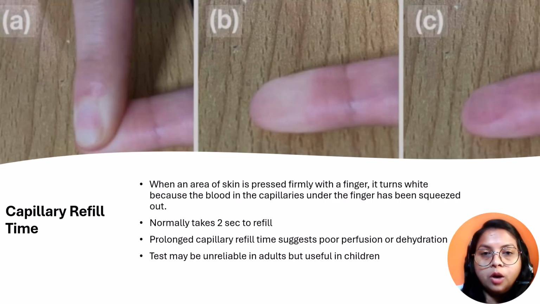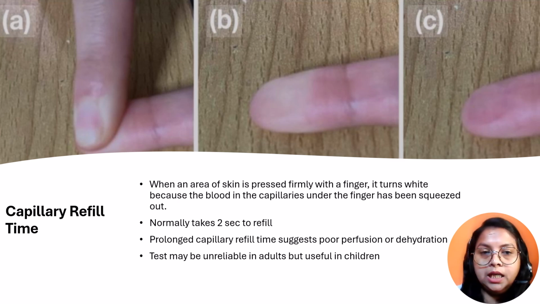Now talking on a commonly used clinical indicator, that is capillary refill time. This refers to the time it takes for skin color to return to a balanced area of skin after pressure is applied. When an area of skin is pressed firmly with a finger, it turns white because the blood in the capillaries under the finger has been squeezed out.